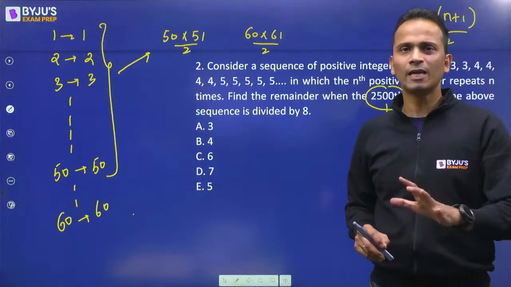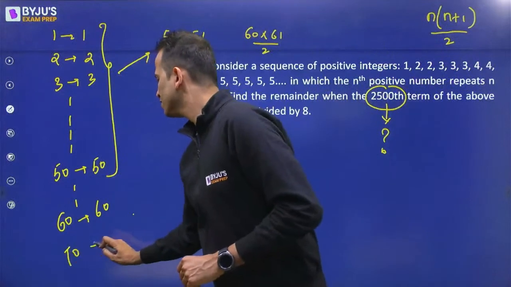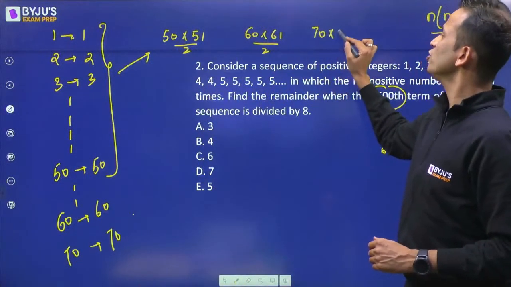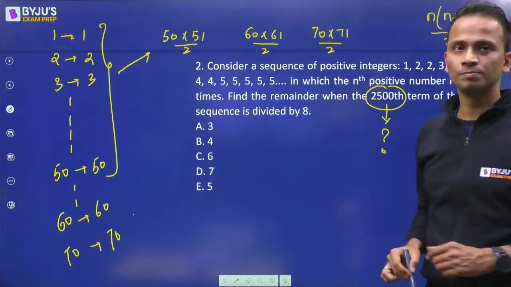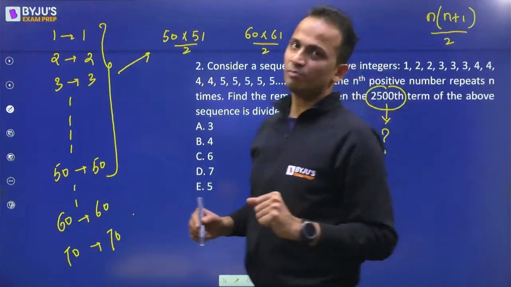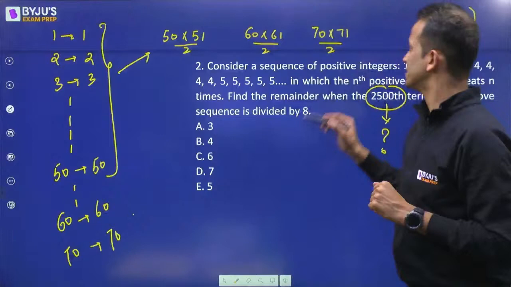ठीक है, 1800 1900 terms के आसपास होगा. और आगे जाते हैं, 70 will be written 70 times. So number of terms will be 70 into 71 divided by 2. Okay, now this value will be approximately 2400 something. So now I can stick to this number. So let's calculate this exact value.